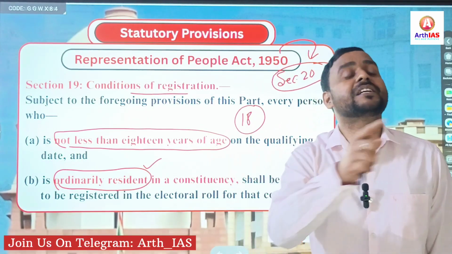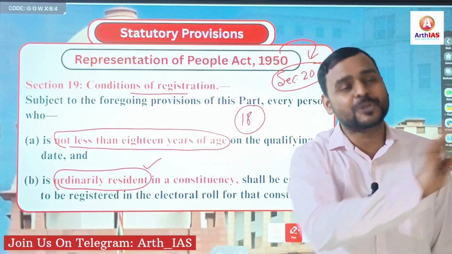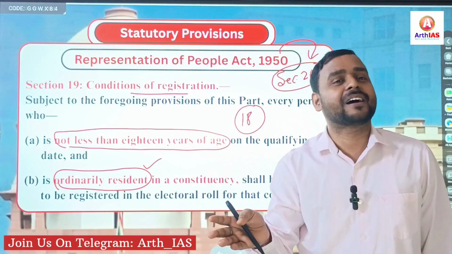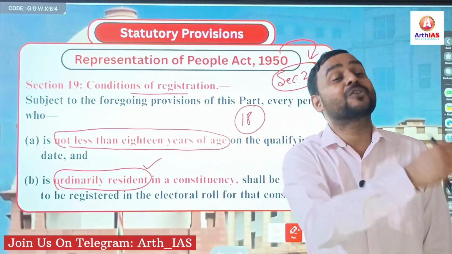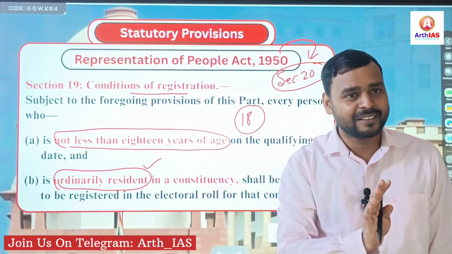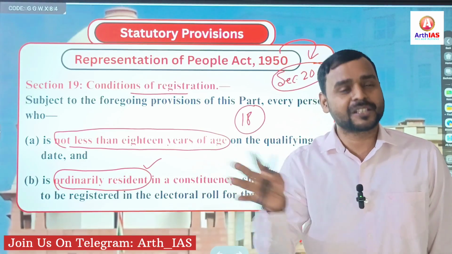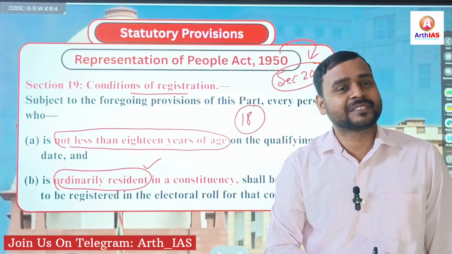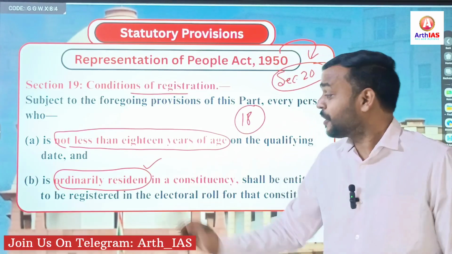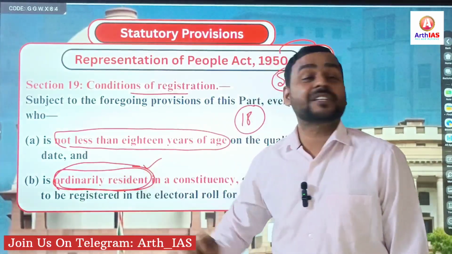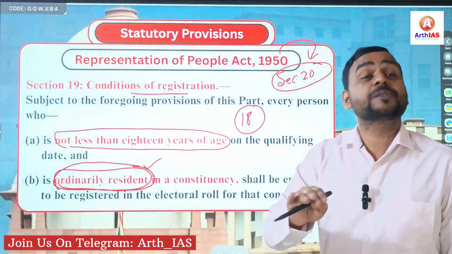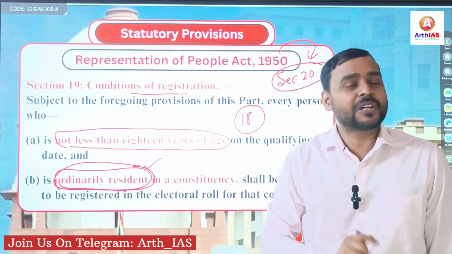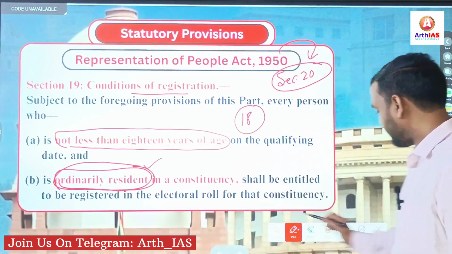right? Your name would be registered only in the electoral roll of your own constituency. For example, UPSC aspirants are residing in Old Rajendra Nagar or different locations of Delhi for years, 5 years, 6 years, 3 years, whatever. It does not mean their name would be registered in the electoral roll of Delhi, right? Simple. So you should be the permanent resident. Ordinarily resident in simple terms means permanent resident in your constituency, not on a casual or temporary basis. Clear?